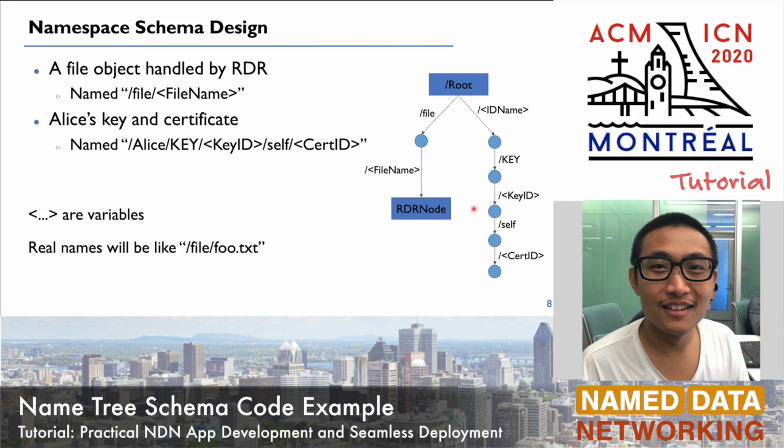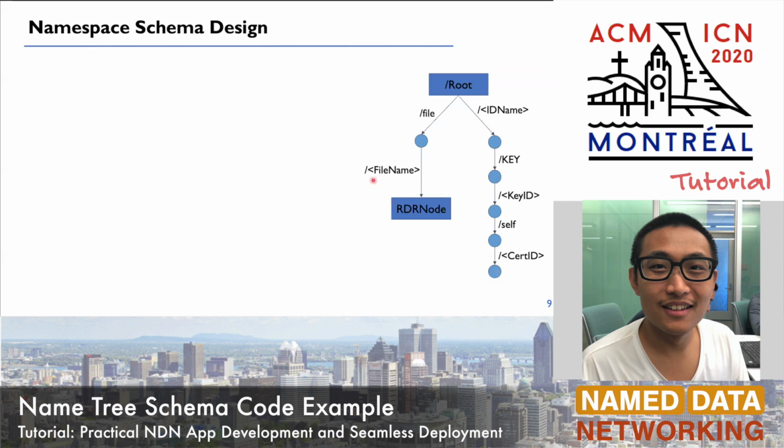The second object is Alice's key and certificate. A real name would be /alice/key/<real ID>/self/<real certificate ID>. But at design time, we do not want to hard code all these things into the program, so we use pattern variables, that is /<id name>/KEY/<key ID>/self/<certificate ID>. And here we use a normal node because it can fit into one Data packet.